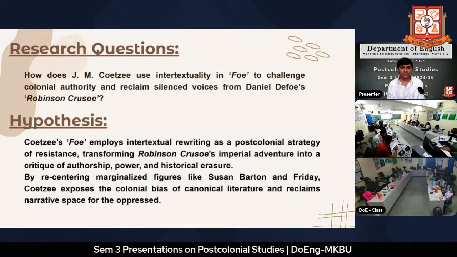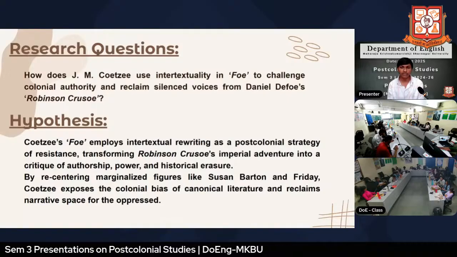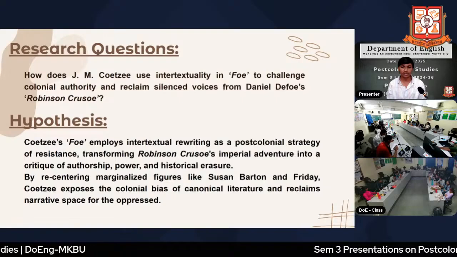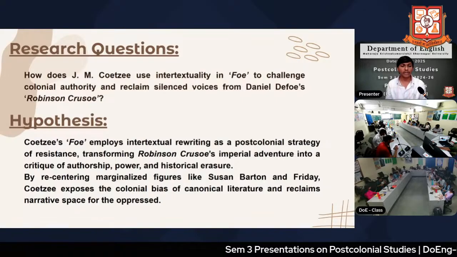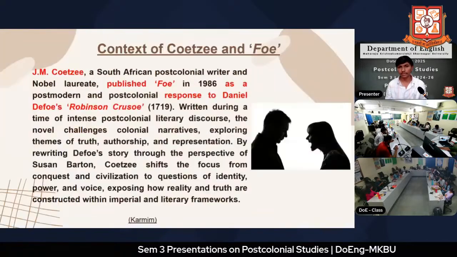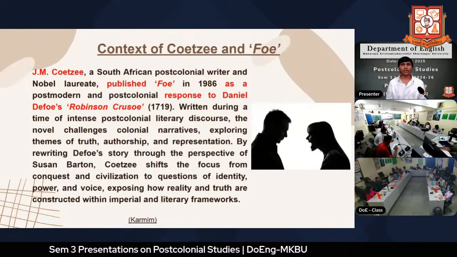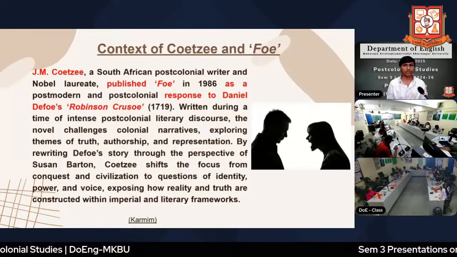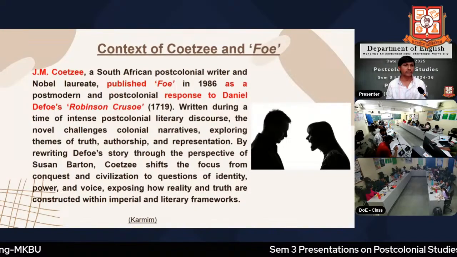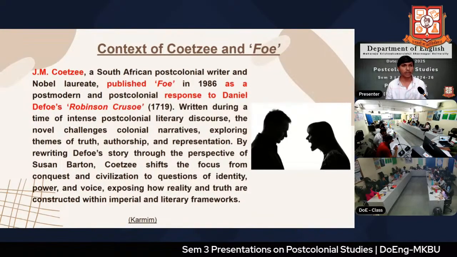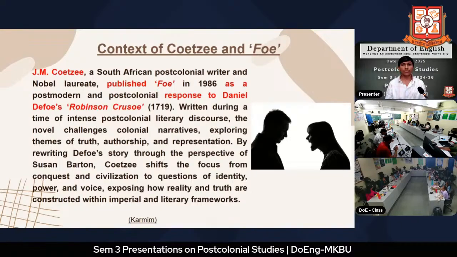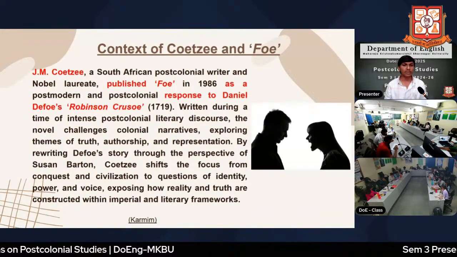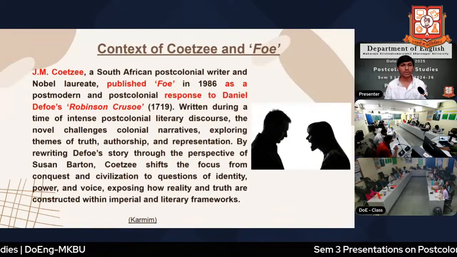By re-centering marginalized figures like Susan Barton and Friday, Coetzee exposes the colonial biases of colonial literature and reclaims narrative spaces for the oppressed. Here is the context of Coetzee's Foe. In this slide, it is about Coetzee's Foe as a response to Daniel Defoe's Robinson Crusoe. I believe you all know about this, so I am skipping it.